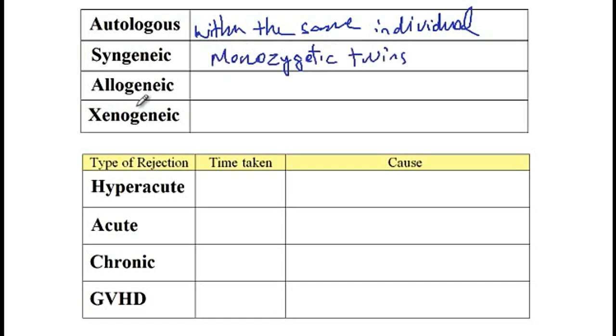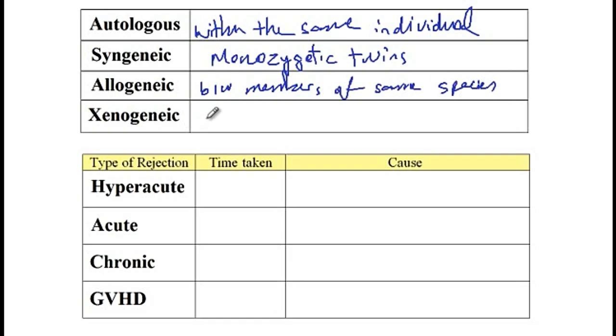Allogeneic is done between the members of the same species. For instance, you will transplant heart from one human to another. So this is between members of the same species. And then xenogenic is between members of different species.